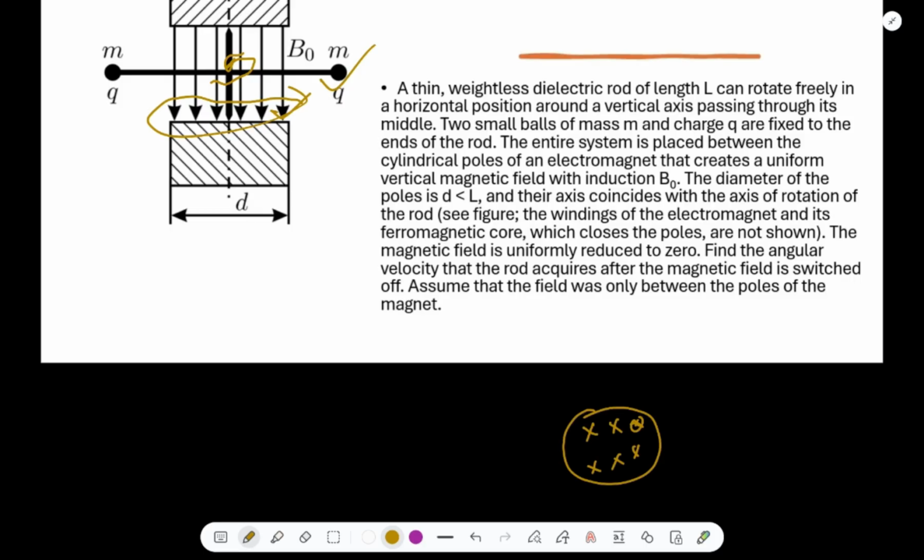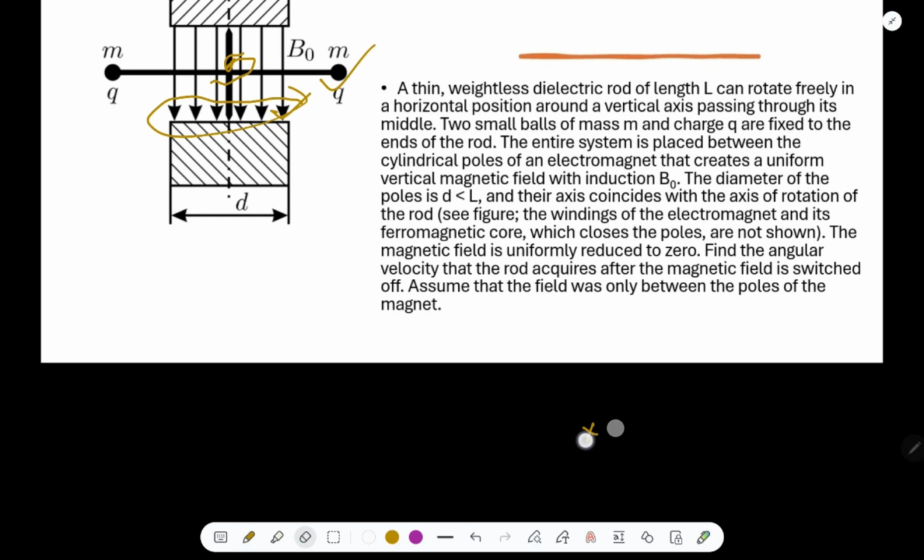Vortex electric field means non-conservative electric field. And this electric field is going to act on the charges q, and it will accelerate them. So the rod will start rotating.